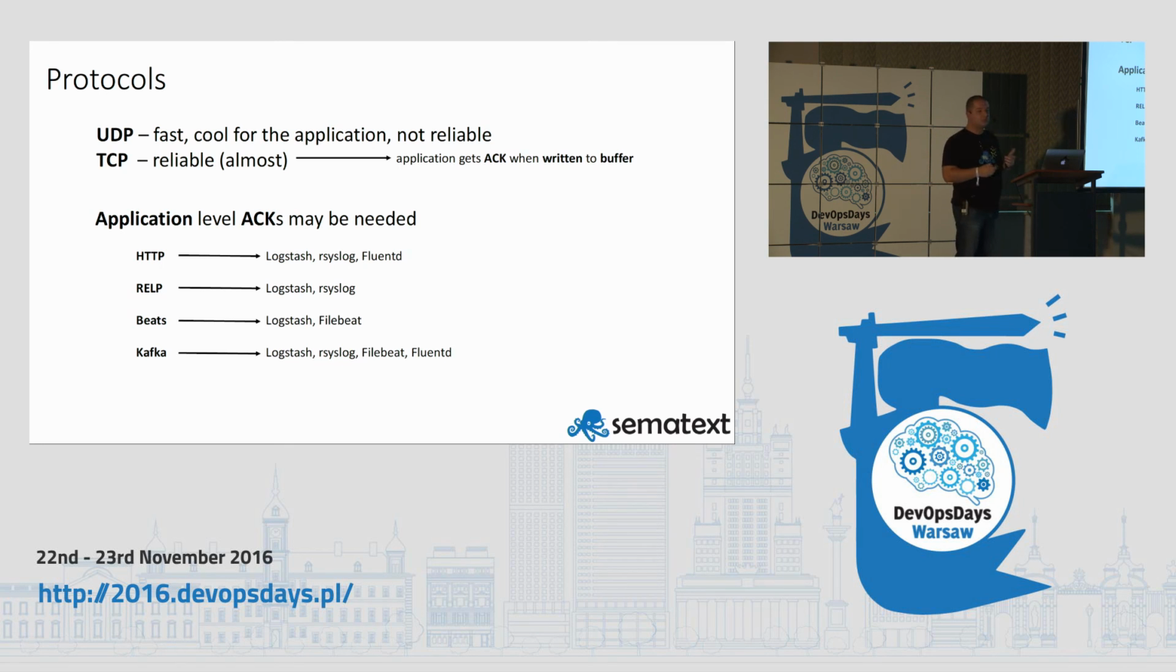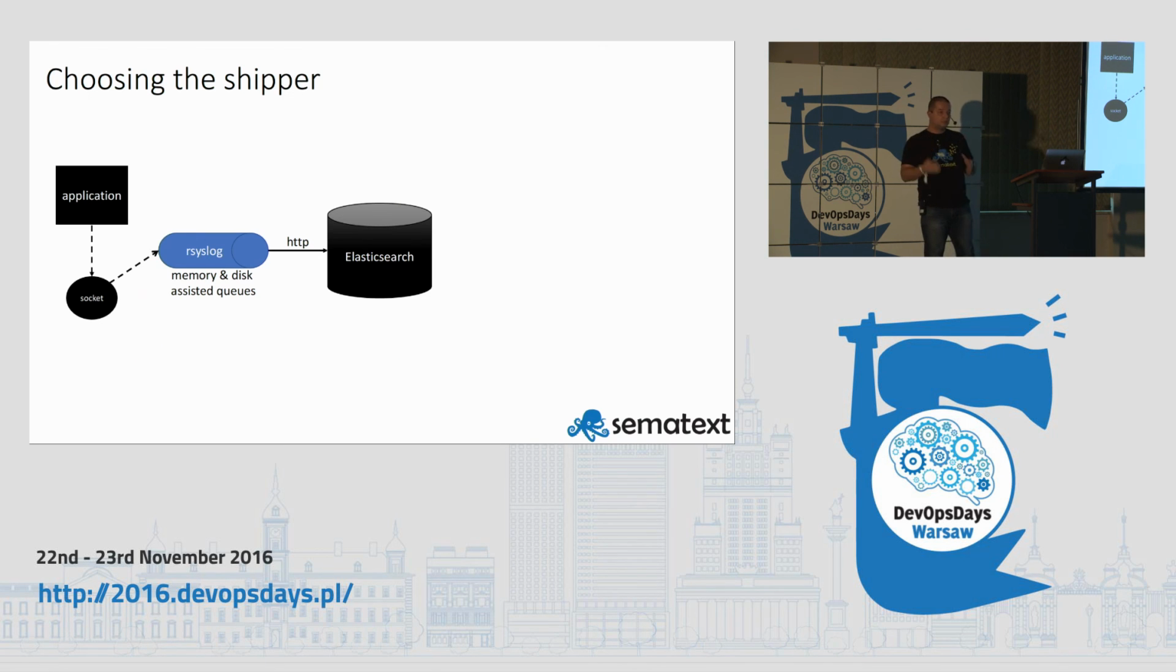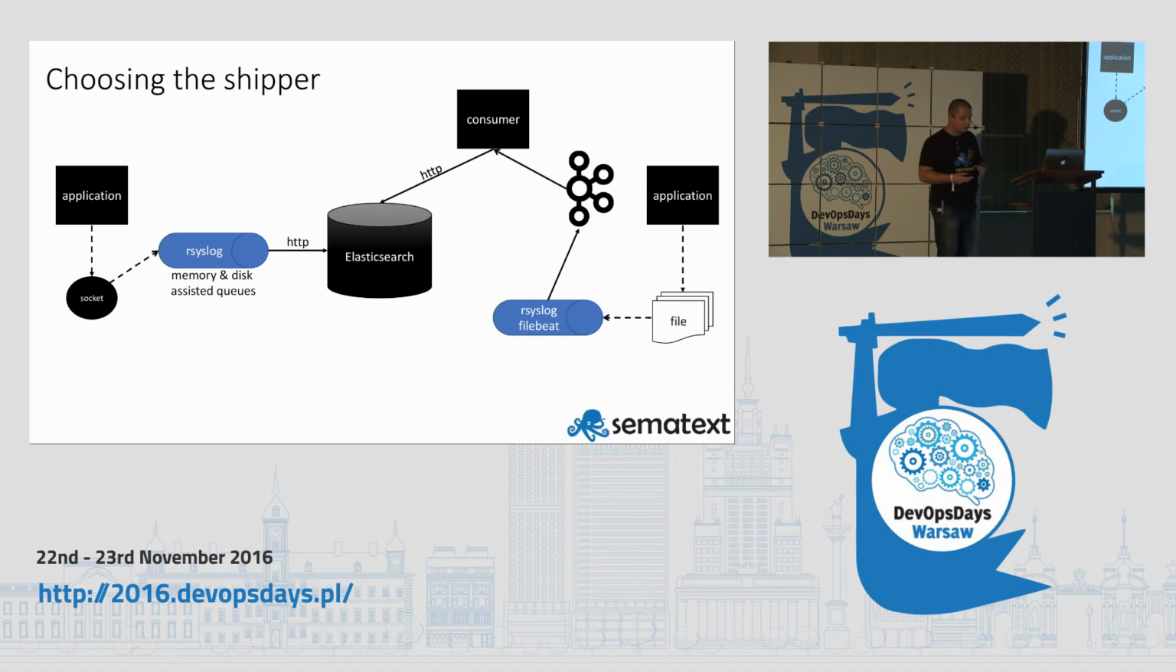So you should use one of the application-level acknowledgement protocols like HTTP, which is used by Logstash, rsyslog, FluentD, or RELP, Beats, Kafka, anything like that, that actually automatically does application-level acknowledgements. Finally, when choosing the log shipper, once again, consider if you would like a simple approach, like going through the socket from the application, using rsyslog or anything like that to send using HTTP to Elasticsearch, or maybe you want a more complicated but more sophisticated, more reliable, more fault-tolerant solution that uses a centralized buffer with a consumer that reads the data.